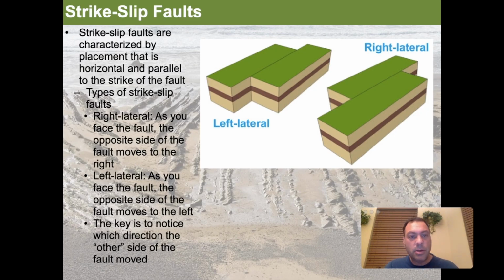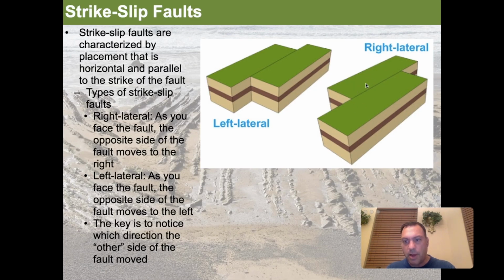There are two types of strike-slip faults that you need to be aware of: the left lateral and the right lateral. The right lateral is as you face the fault. So here's a right lateral. Let's say that you're standing right here. The opposite side of the fault moves to the right. So if you're standing right here and there's an earthquake, everything on the other side of the fault moves to the right. And that's what we're seeing here.